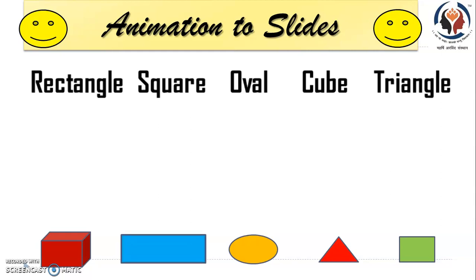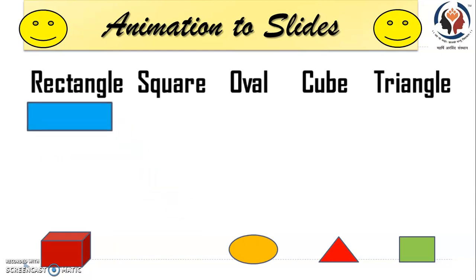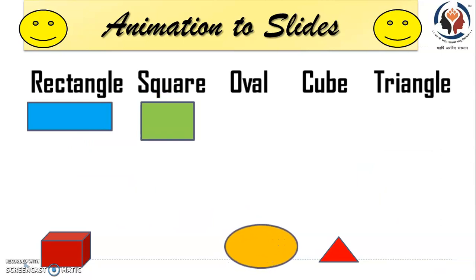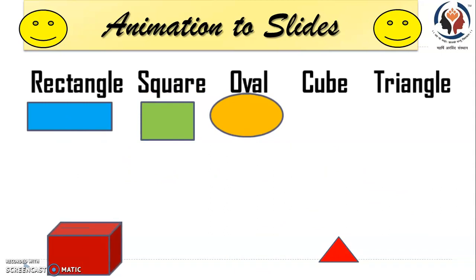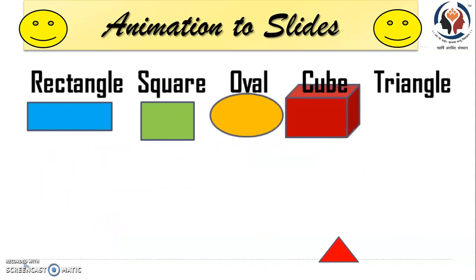Let's see how the shapes are moving towards their names. First it is being emphasized and then moving towards its relevant name. So likewise we can say it gives a good impression on the viewers and helps them to understand the topic in a better way.